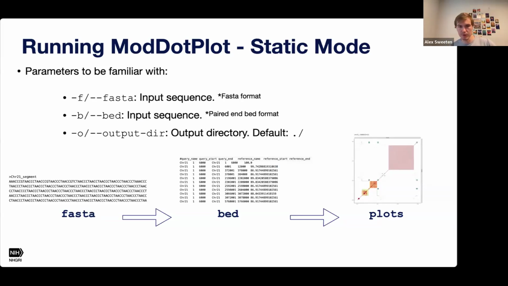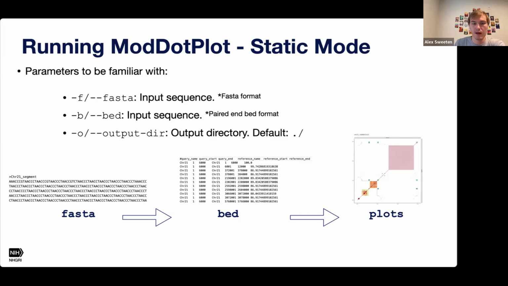So let's start out with static mode. I'll switch out to the Gitpod in a little bit, but I just want to go over some of the basic parameters first. So the main parameters are going to be your input and output. Your input to static mode is going to be a sequence in FASTA format.